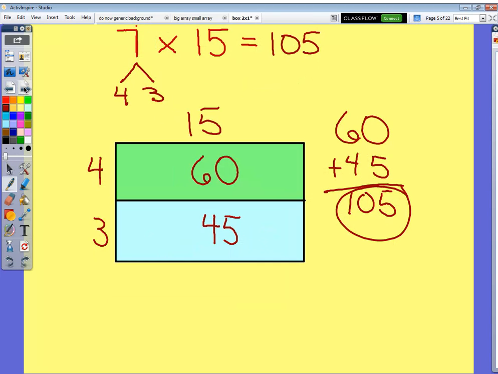I could have taken that same array and split it up differently too. This time I split up the 7 into a 4 and a 3. So if I know that 4 times 15 is 60, and 3 times 15 is 45, 60 plus 45 still makes 105.